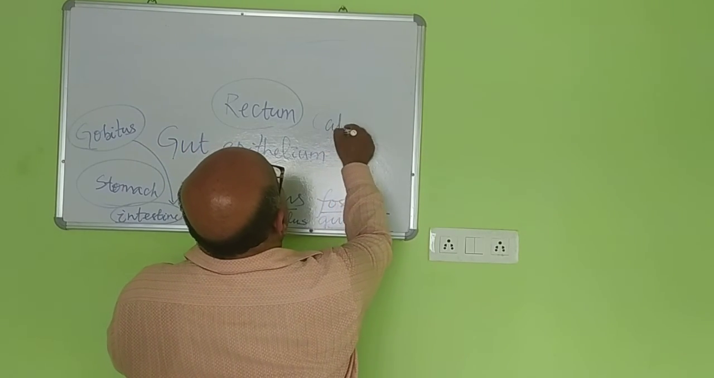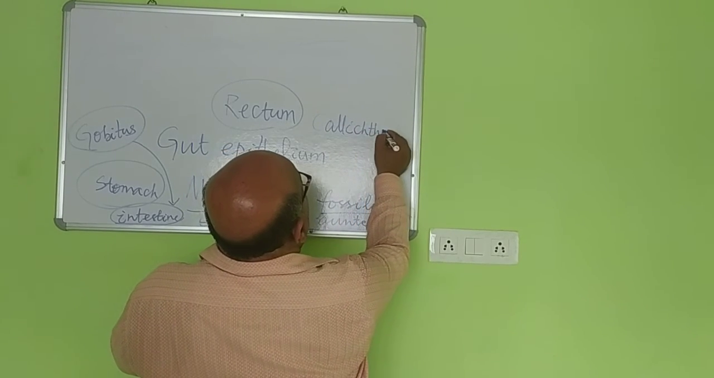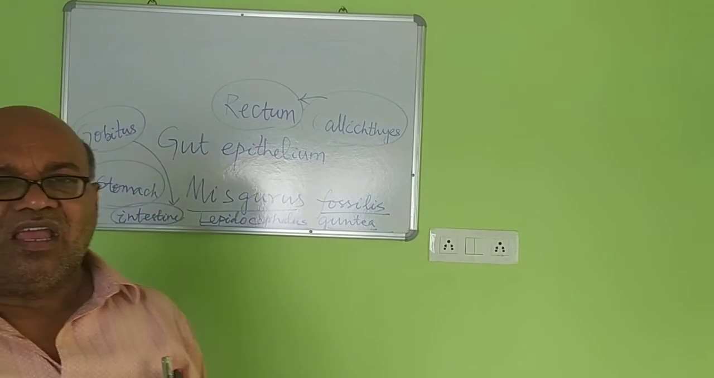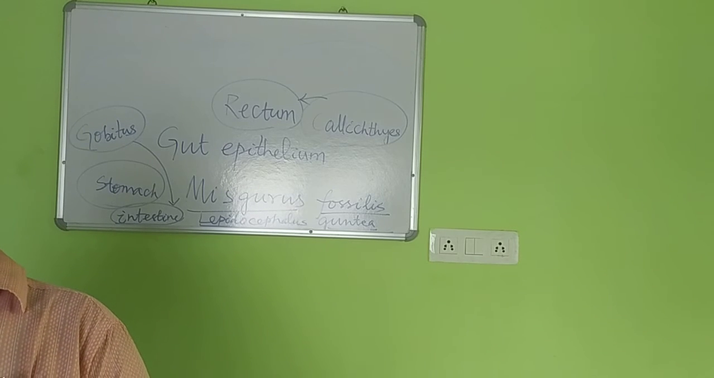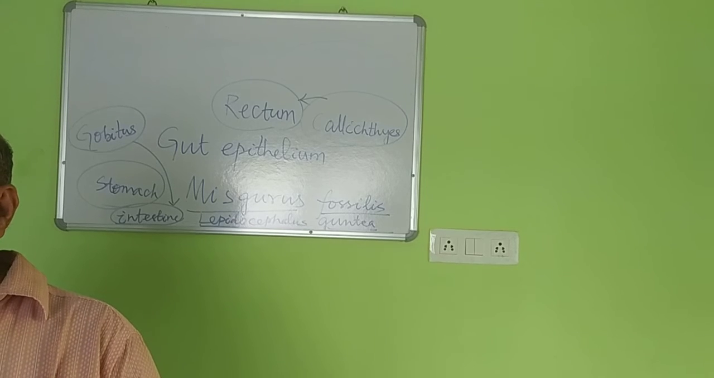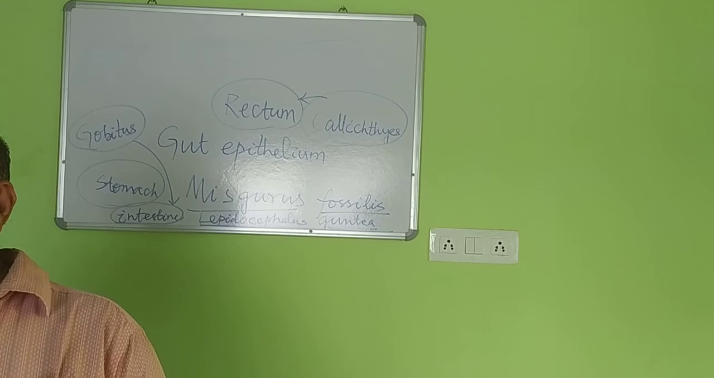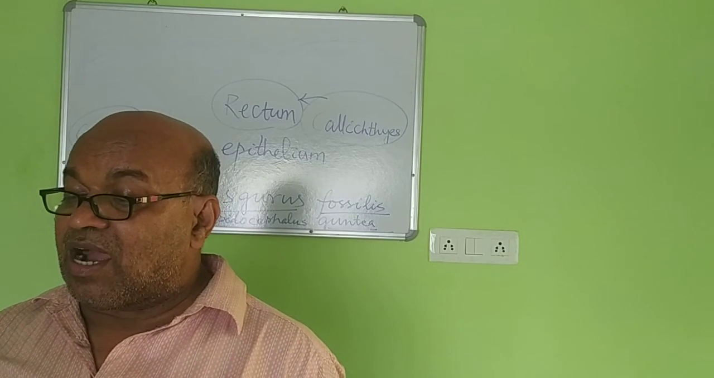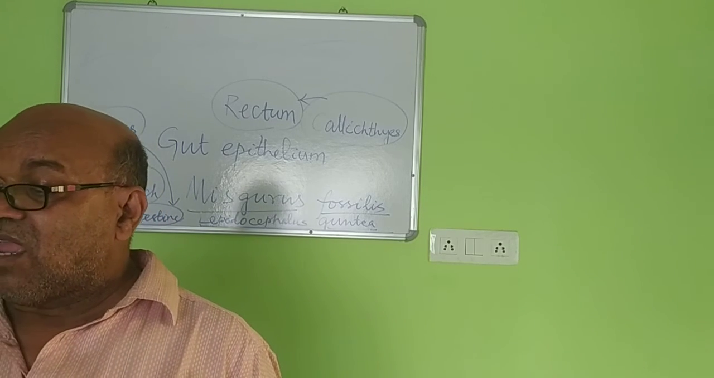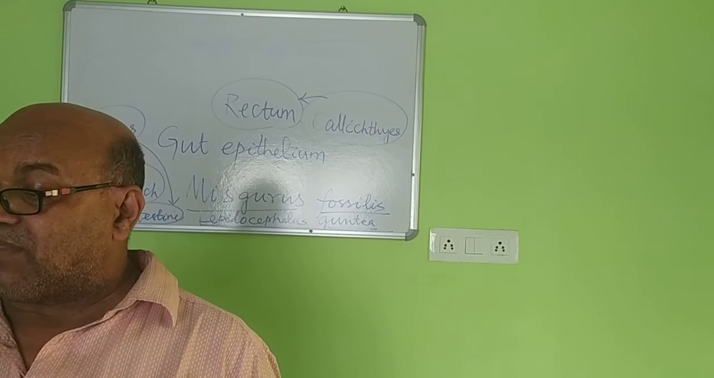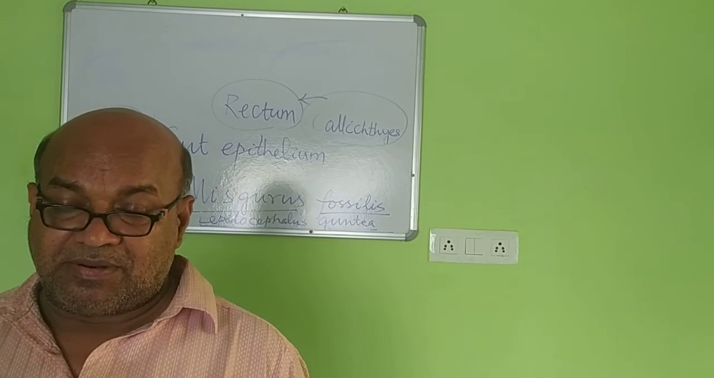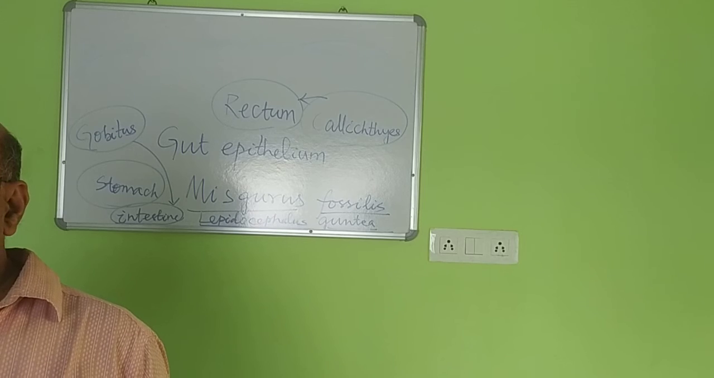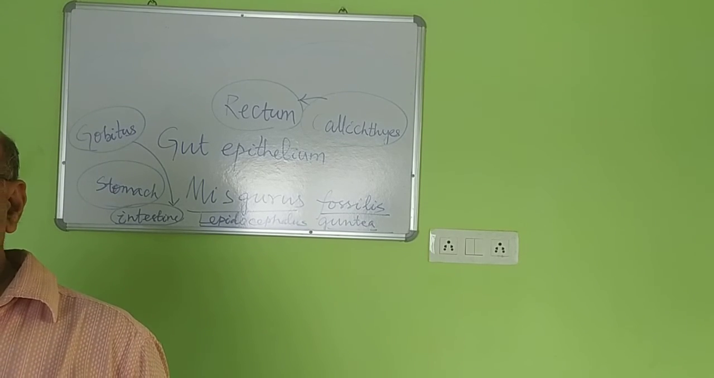An example is Cobitis, C-O-B-I-T-I-S, or Misgurnus. In it, the rectum acts as an accessory respiratory organ. Air is drawn through the mouth or anus, and after gaseous exchange it is voided through the anus. In these fishes, the wall of the gut is modified to perform respiratory functions, and the wall of the gut in these areas becomes thin due to reduction of the muscular layer. Such type of respiration is known as gut epithelial accessory respiration.